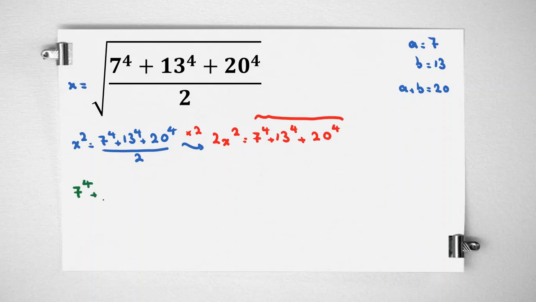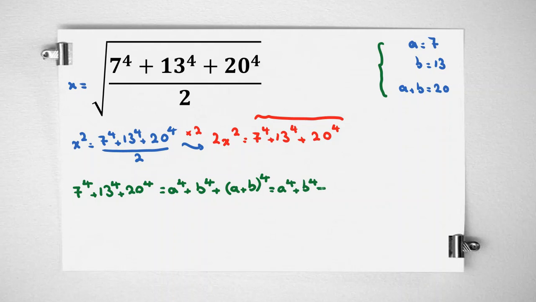7 to the 4 plus 13 to the 4 plus 20 to the 4. If you want to write it in terms of A and B, we've calculated here, it's A to the 4 plus B to the 4 plus (A plus B) to the 4. If you know how to calculate (A plus B) to the 4, it has a formula. But if you don't know that formula, let's calculate together. Let's find (A plus B) to the 4 together here.